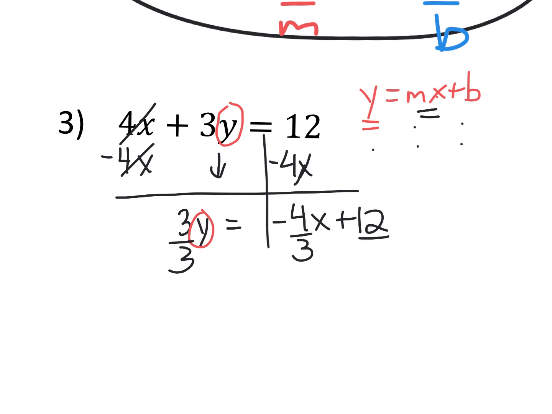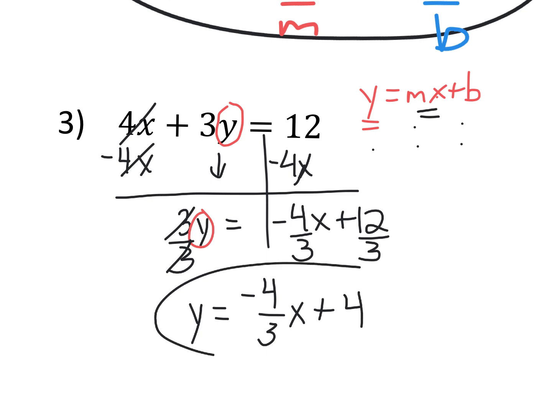I know before I put the number underneath the entire side, but I'm going to show you how this is going to work pretty well. So 3 divided by 3 is 1, so don't have to worry about that, just y equals. -4 over 3 would be a decimal. I'm not going decimals. Just write down -4 over 3x. Then what is 12 divided by 3? Well, 12 divided by 3 is 4, and we're done.